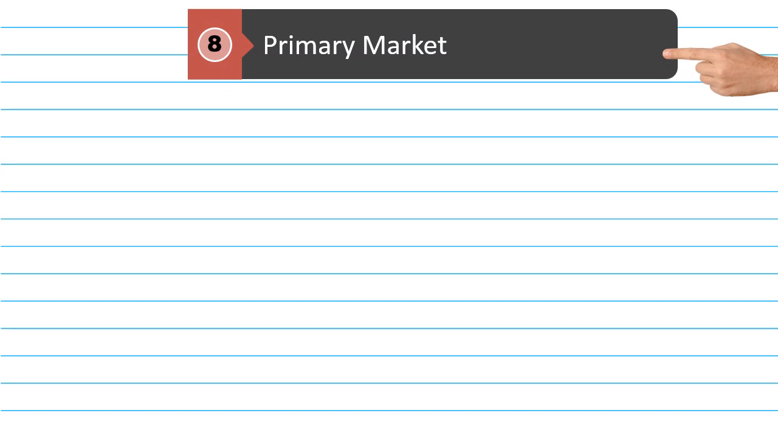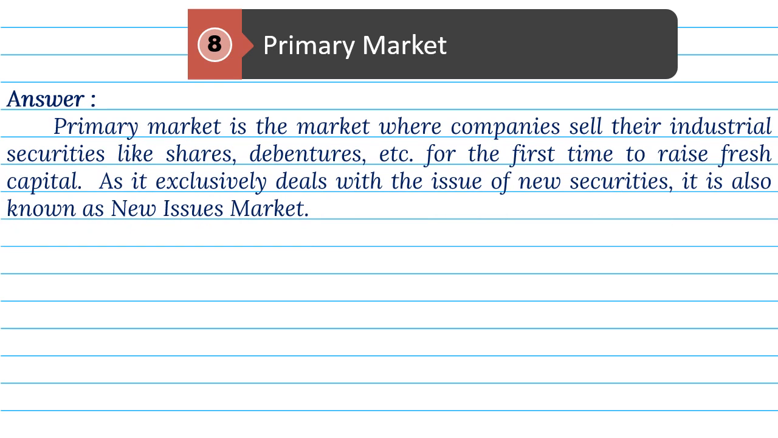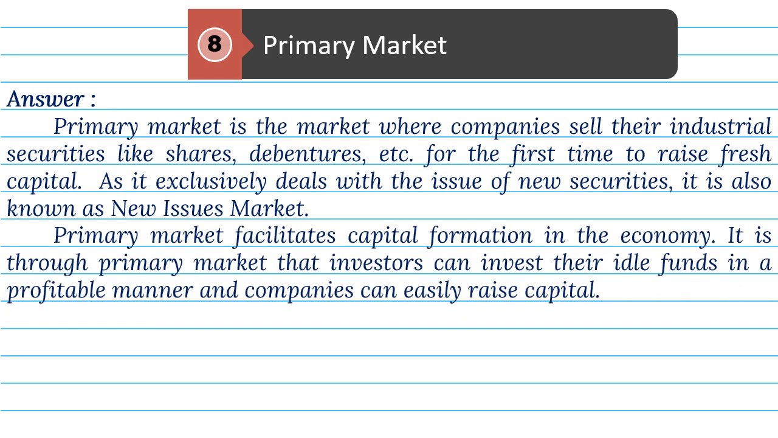8. Primary market. Answer. Primary market is the market where companies sell their industrial securities, like shares, debentures, etc., for the first time, to raise fresh capital. As it exclusively deals with the issue of new securities, it is also known as new issues market. Primary market facilitates capital formation in the economy. It is through primary market that investors can invest their idle funds in a profitable manner, and companies can easily raise capital.